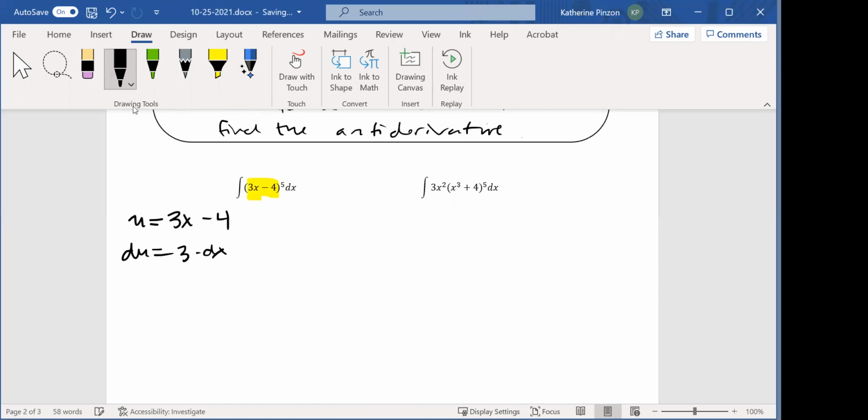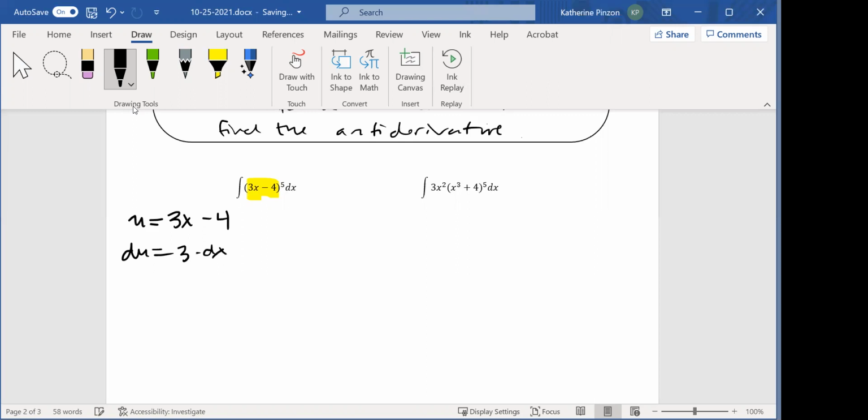Okay, there are two schools of thought on what you do next. I don't care which one you choose. I'm always going to do the one that doesn't mix U's and X's together, but you might like it the other way. But I'm going to do the one that doesn't mix U's and X's together.